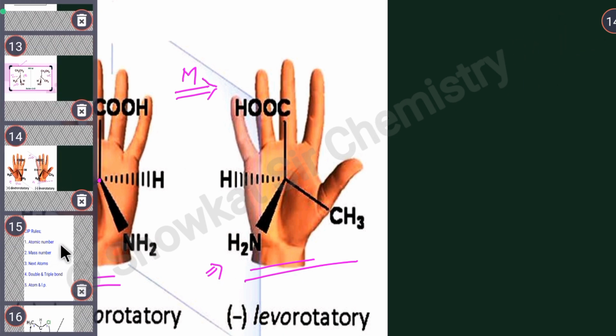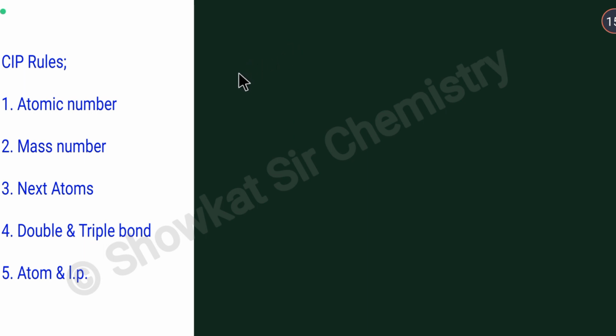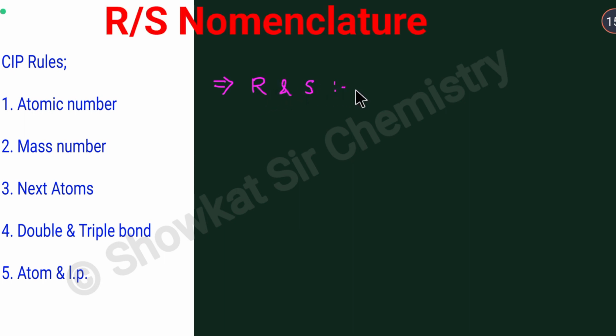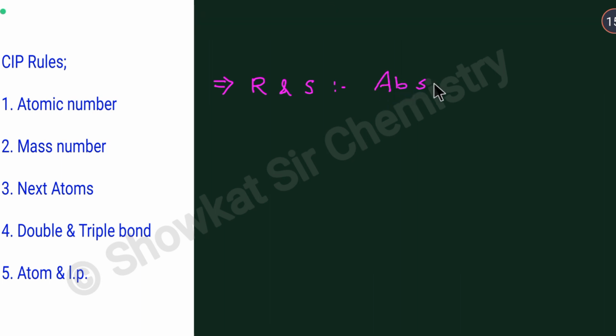Now let's move towards the very important RS nomenclature. Now RS is very important. As I told you, D and L was the relative configuration. This R and S is the absolute configuration. That means in the case of D and L, we were taking a reference compound, glyceraldehyde. We were comparing all other sugars and amino acids with glyceraldehyde, isn't it? That was the relative configuration. But this R and S nomenclature is the absolute configuration. That means you do not have to compare with any other reference compound. It is just absolute.